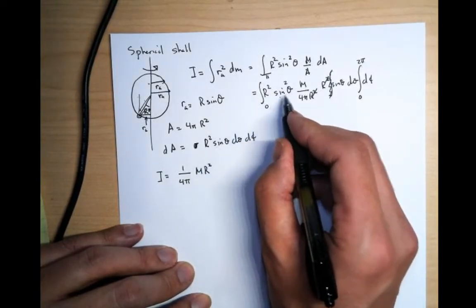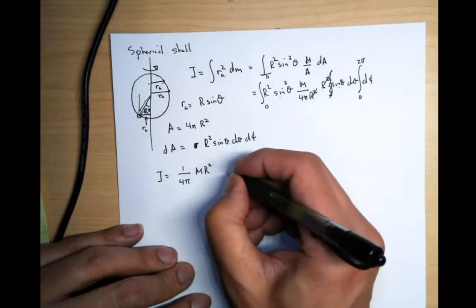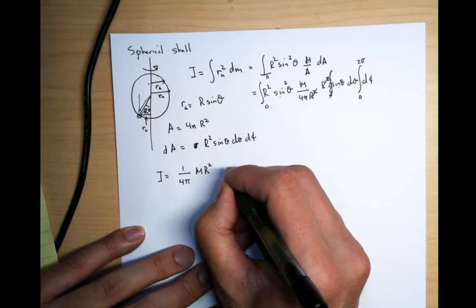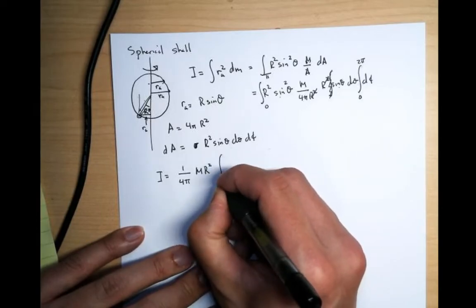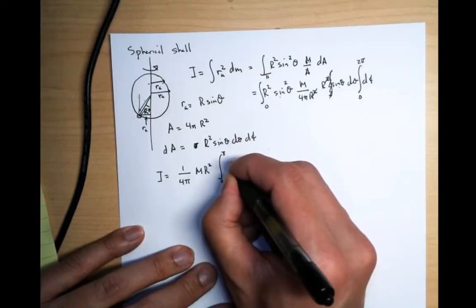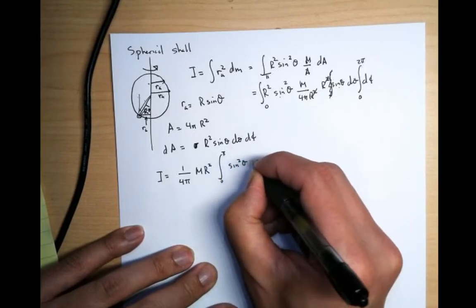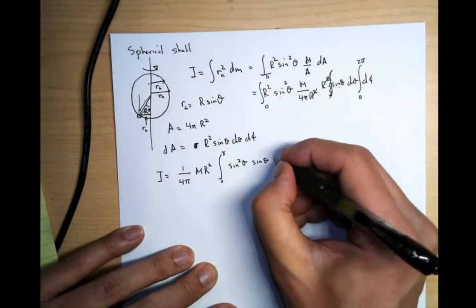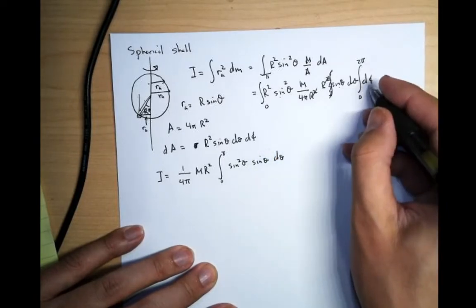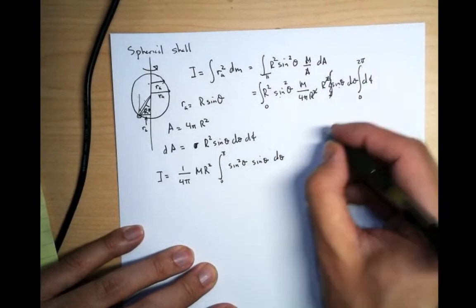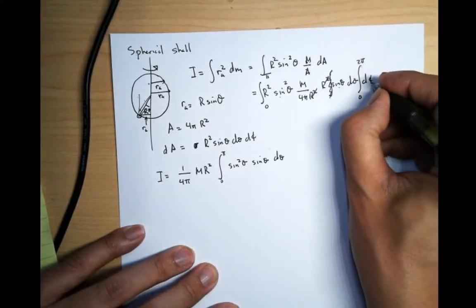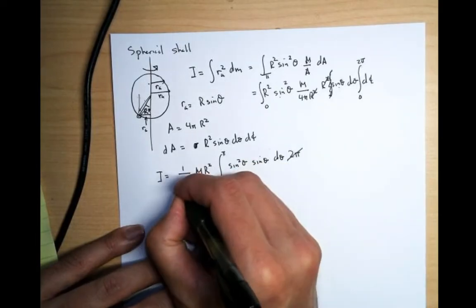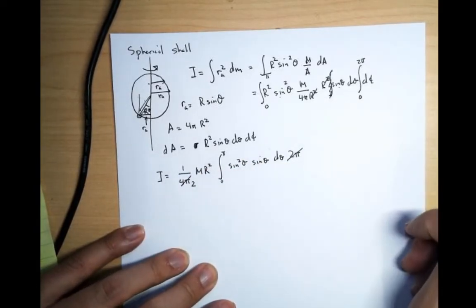Let's see, there's a sine theta there, right? So I'm going to write that, from 0 to pi, as a sine squared theta, a sine theta. I'm not writing a sine cubed, you'll see why in just a second. D theta, and now this one's actually not too bad. This is just going to be the integral from 0 to 2 pi of d phi, that's just 2 pi, right? So this will kill that off, make it a 2 there, all right?